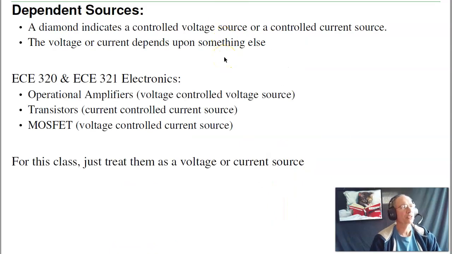A dependent source. A diamond represents a dependent source. We'll be talking about that a little bit in this class to see where those are actually built. Stay tuned for electronics 1 and 2. Those are used in electronics.